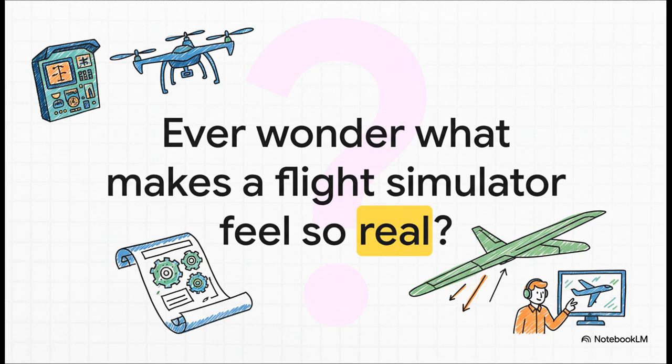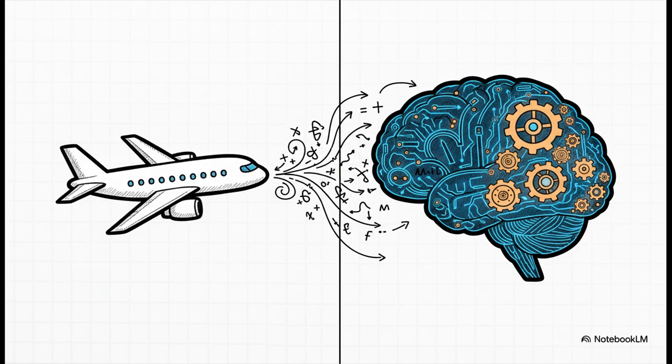What's making that plane feel right? What's calculating the jolt when the wheels touch down, or that little shudder you get right before a stall? Well, I can tell you it's not just the pretty graphics. Nope, the real secret is a complex, totally invisible physics engine, kind of like a digital brain that's running thousands of calculations a second, figuring out exactly how the plane should react to every little thing.